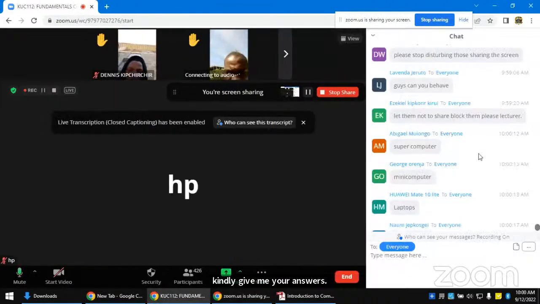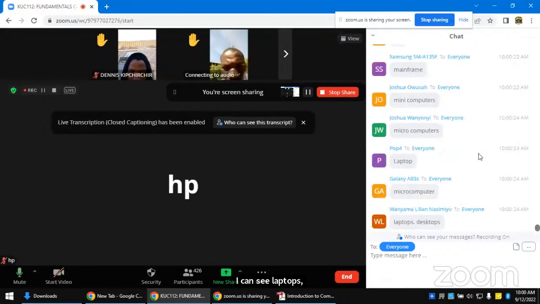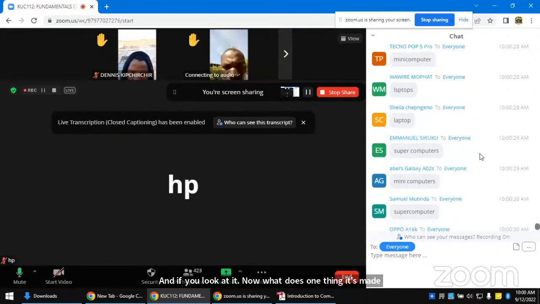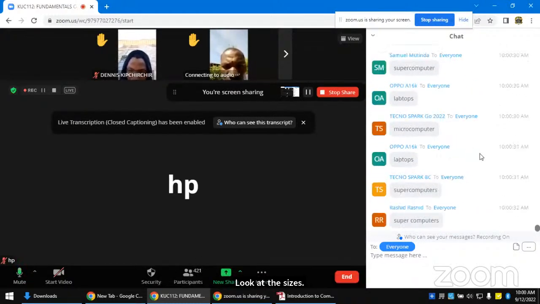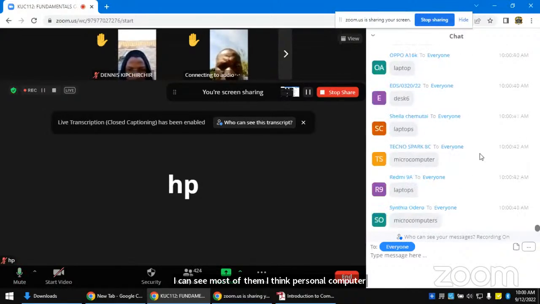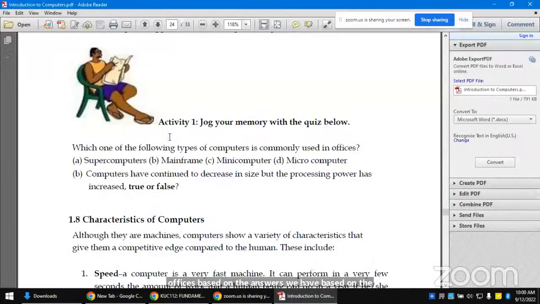I can see laptops, microcomputer. Those who are saying it's mainframe and mini computers, look at the sizes. But I can see most of them are saying personal computers, laptops, and microcomputers. Mostly what we use in our offices. Based on the question, we had options: supercomputer, mainframe, mini computers, and microcomputers. Choose from these answers. Don't go outside those answers. So choose one.